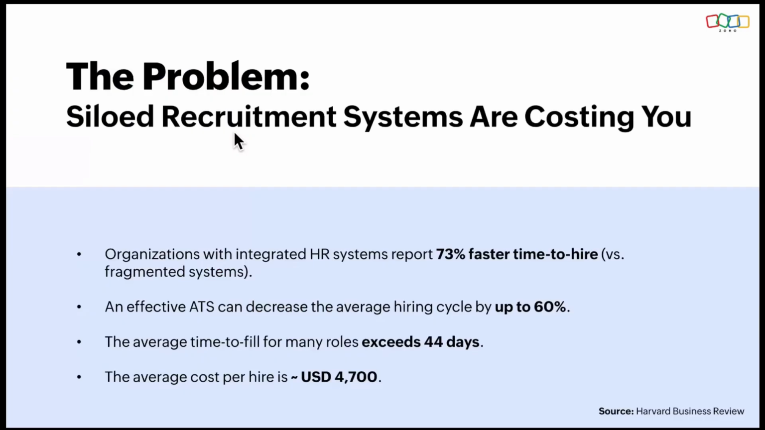So why does this matter? Because disconnected systems are expensive and slow. Research shows that companies with integrated HR systems hire 73% faster. That is, an ATS can cut hiring cycles by 60%. But still, many roles take over 44 days to fill with an average cost per hire of about $4,700. So integration directly tackles these inefficiencies.